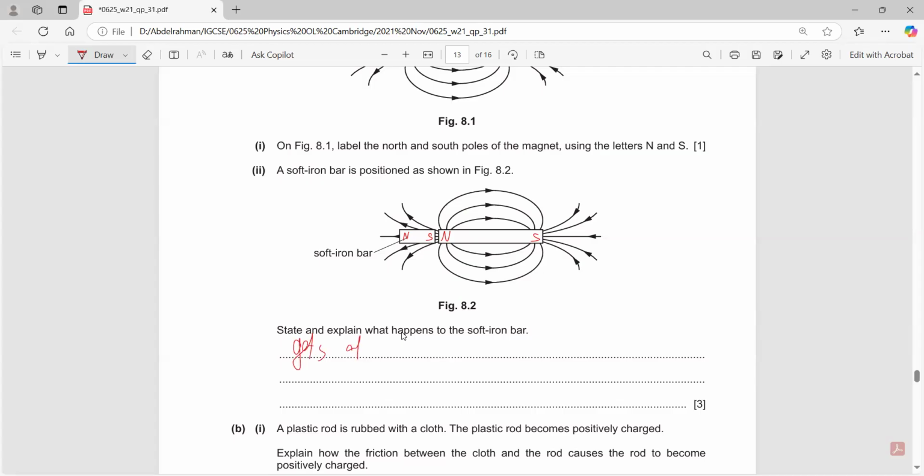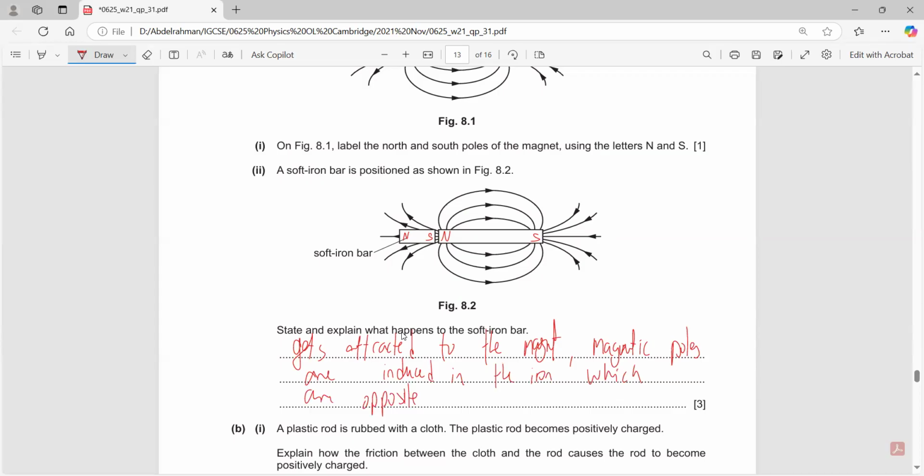Gets attracted to the magnet. Why? Because you can say that magnetic poles are induced in the iron, which are opposite. Opposite meaning that they will attract.